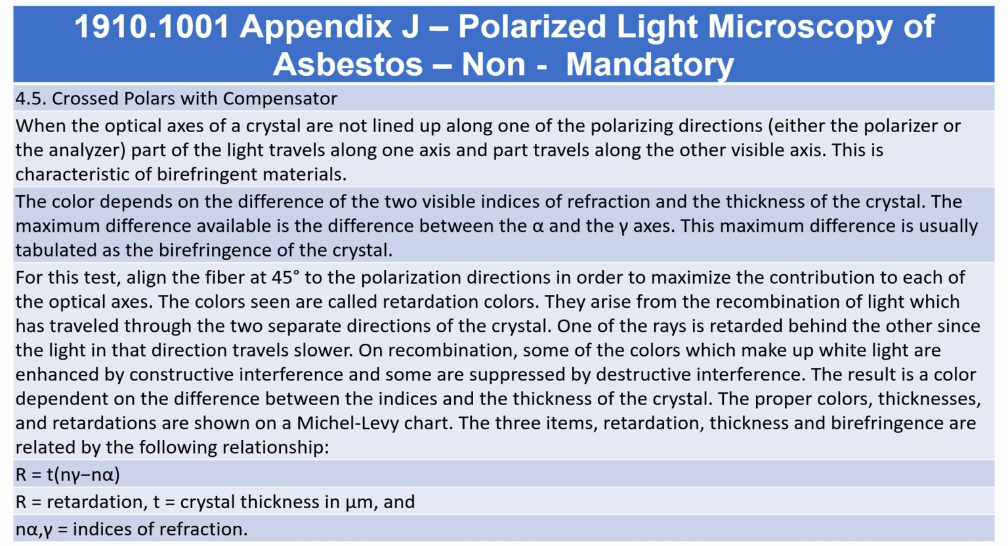On recombination, some of the colors which make up white light are enhanced by constructive interference and some are suppressed by destructive interference. The result is a color dependent on the difference between the indices and the thickness of the crystal. The proper colors, thicknesses, and retardations are shown on a Michel-Levy chart. The three items, retardation, thickness, and birefringence, are related by the following relationship: R equals T times (N gamma minus N alpha), where R equals retardation, T equals crystal thickness in micrometers, and N alpha and N gamma equal the indices of refraction.